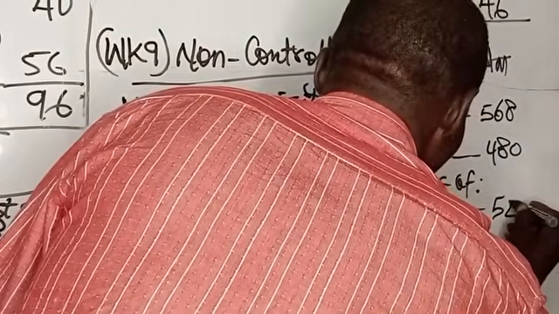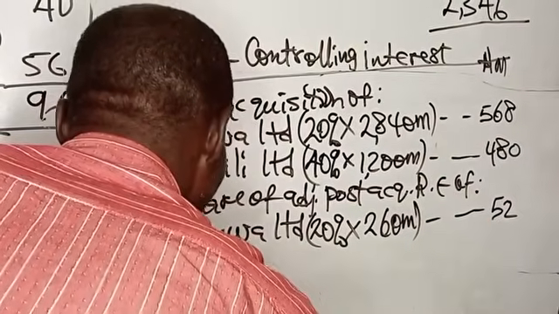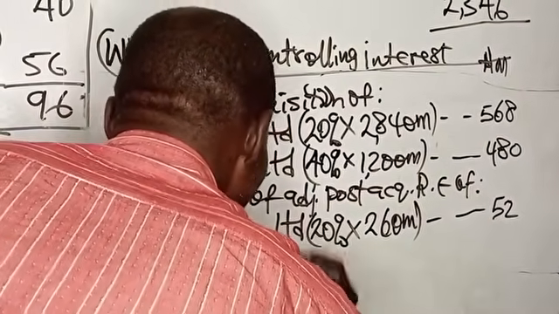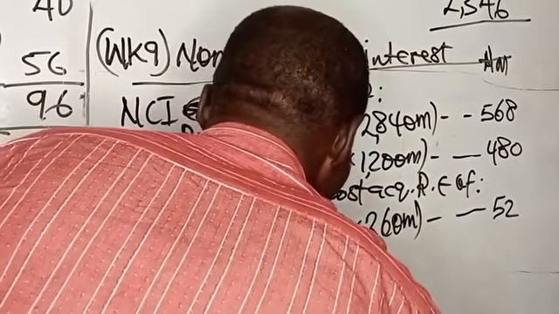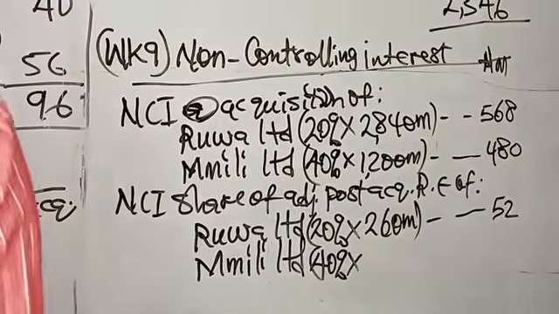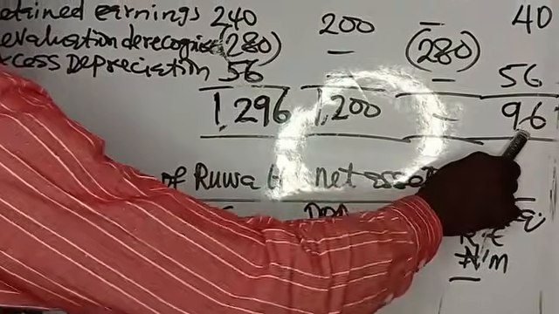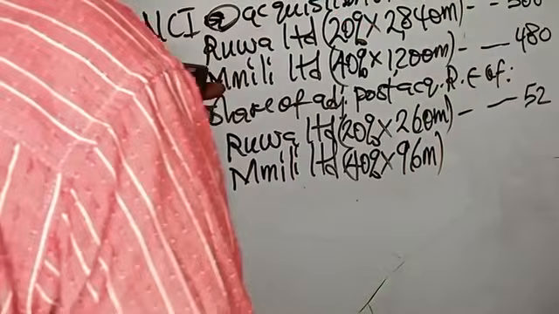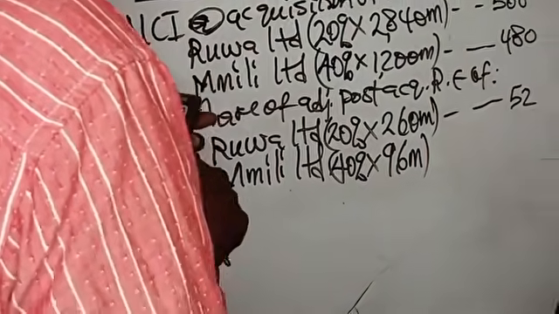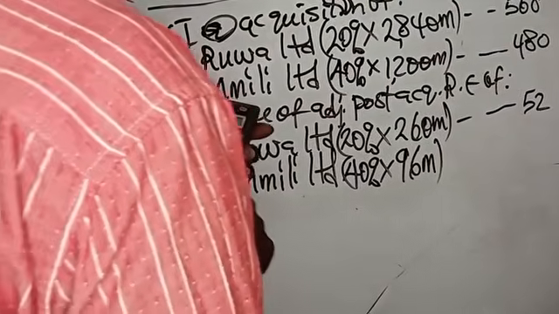That of Millie Limited, we have NCI to be 40%. Go to the summary of net asset of Millie Limited. Adjusted post acquisition retained earnings, we have 96 million. 40% of 96 gives us 38 million.